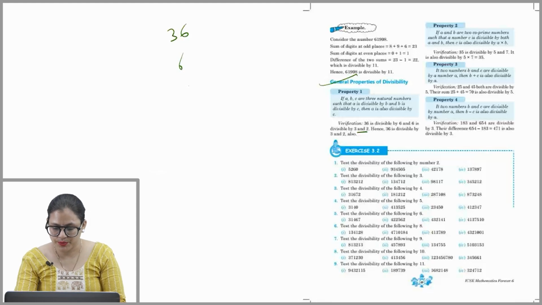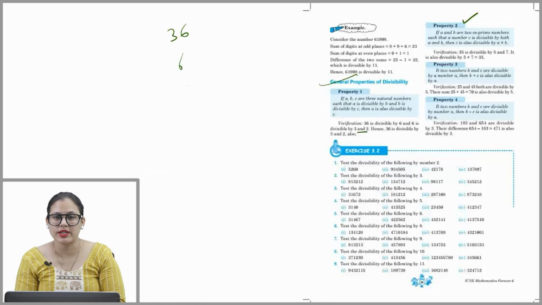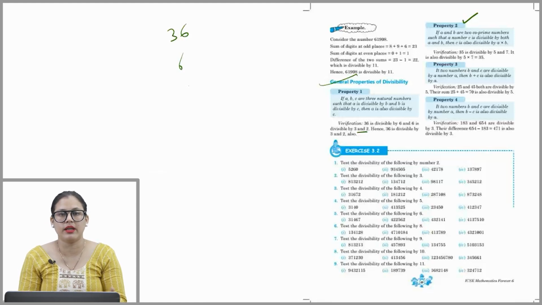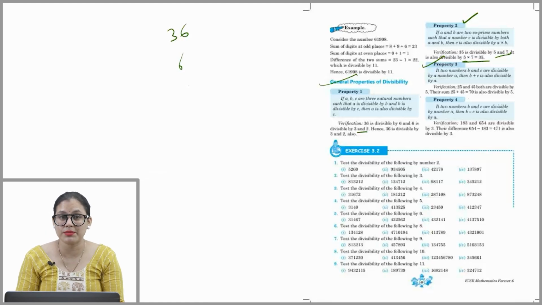Property 2. If A and B are 2 co-prime numbers such that a number C is divisible by both A and B, then C is also divisible by A into B. For example, 35 is divisible by 5 and 7. It is also divisible by 5 into 7 is equal to 35. Property 3. If two numbers B and C are divisible by a number A, then B plus C is also divisible by A. For example, 25 and 45 both are divisible by 5. Their sum is also divisible by 5.